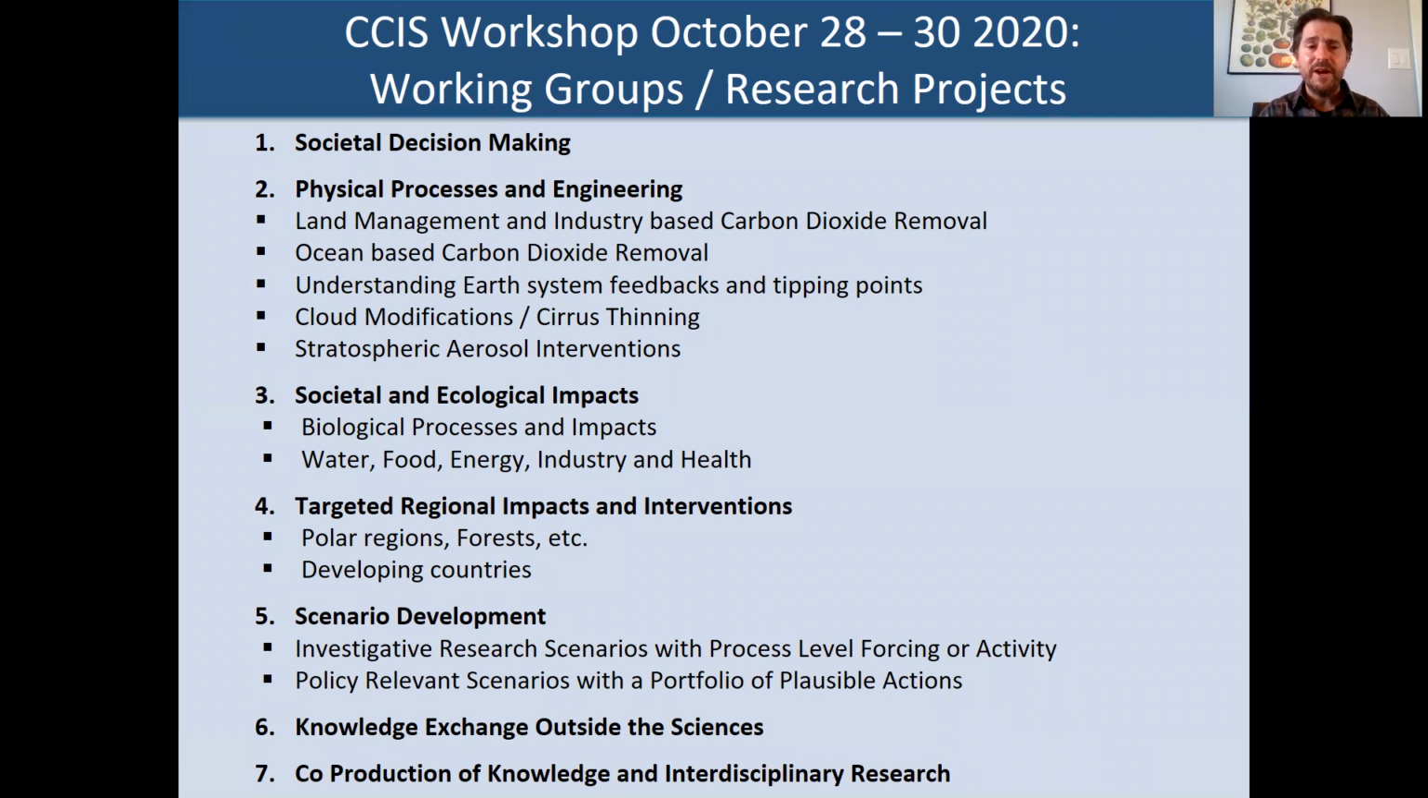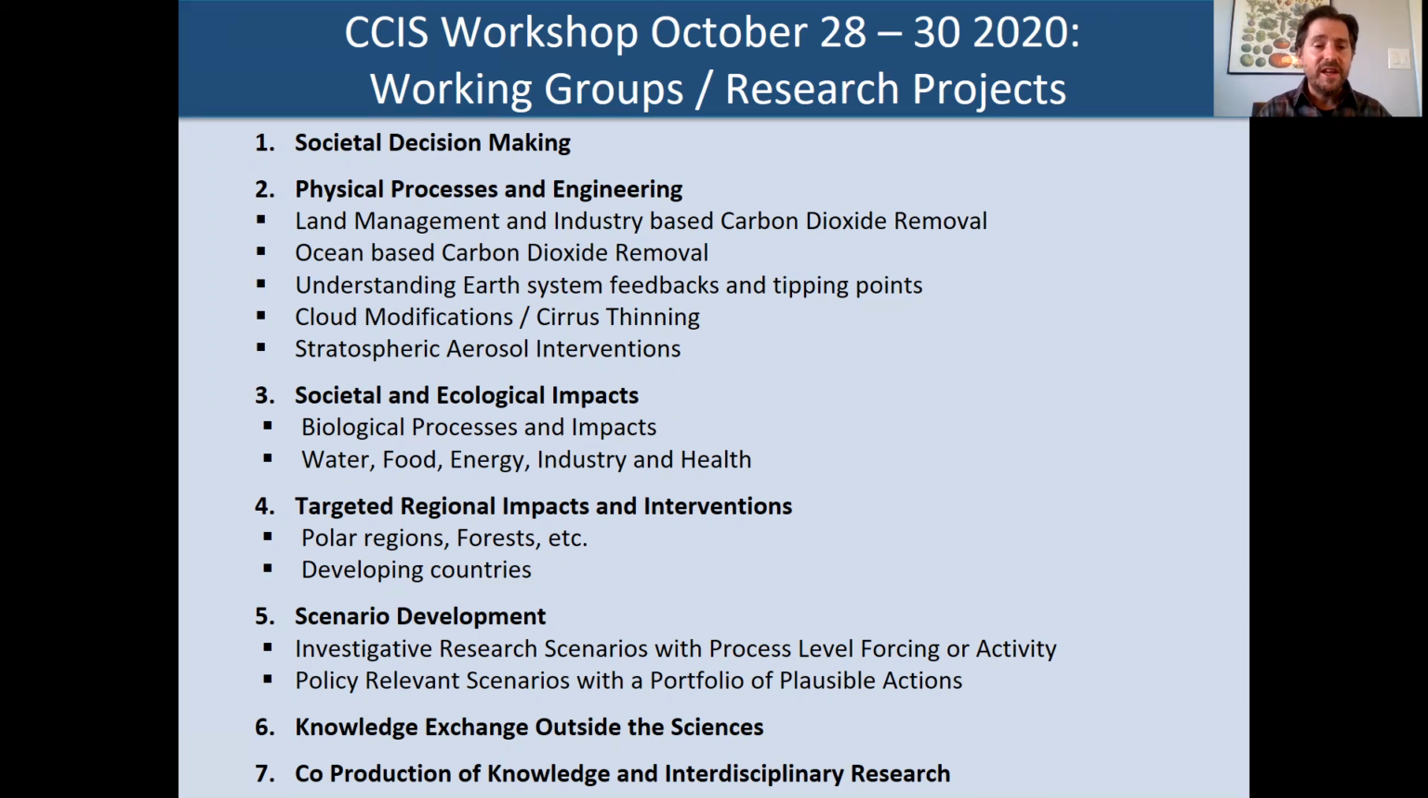And part of this is trying to understand the impacts of the different strategies, but also how the systems respond. So we have a working group looking at societal and ecological impacts. We want to understand both biological processes and impacts, but also all the human components to that as well: water, food, energy, industry, and health. We're looking at targeted regional impacts. So whereabouts do climate interventions impact, such as polar regions, forests, Great Barrier Reef? And also, how does it socially affect? How do developing countries get impacted versus the developed countries?